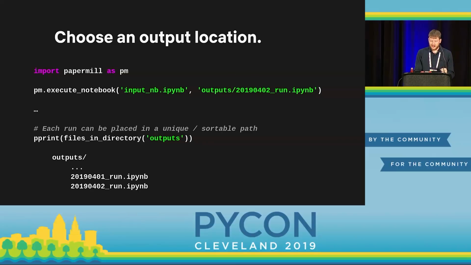how does this look in Python? In Python, it's a pretty simple interface. You import papermill. You say execute notebook, input path, output path. If you do this very simple thing, it'll work. And then you can actually see your outputs in the folder. In this case, I've put all the outputs in the outputs directory and just given it the date as a prefix so I can sort by the date I ran this.